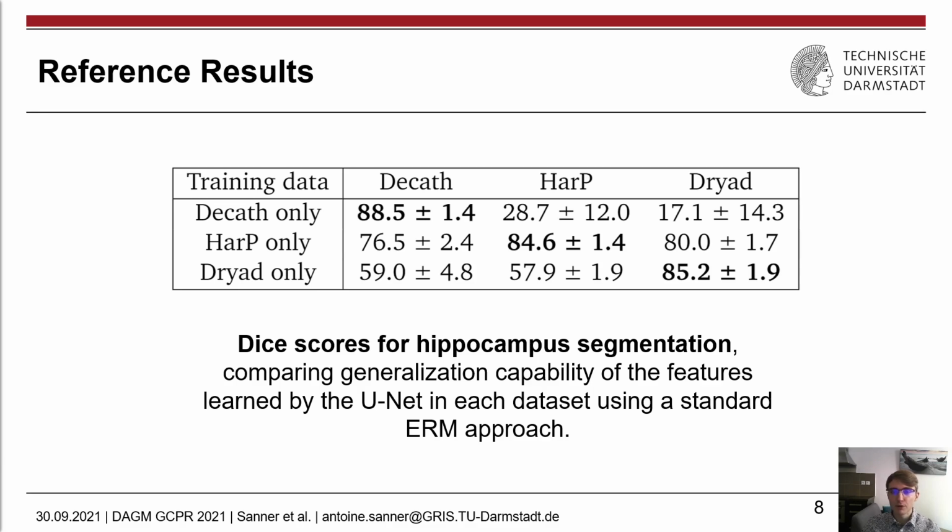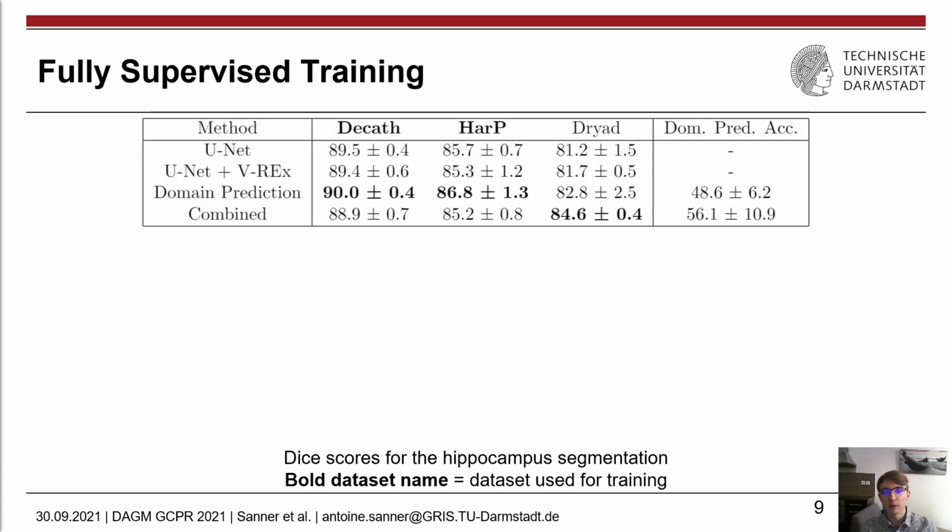And so now that we have this reference frame, we decided to compare the 4 methods in a fully supervised setting. So we compared a standard UNet, a UNet using the Virax loss, a standard domain prediction method, and finally the combined method. And so here what we do is that we train each model on 2 datasets, and then we evaluate them on the out-of-distribution dataset.